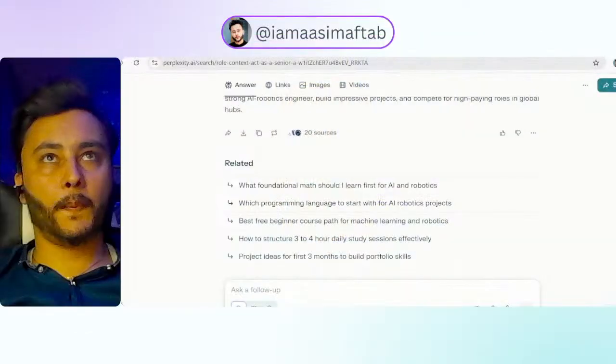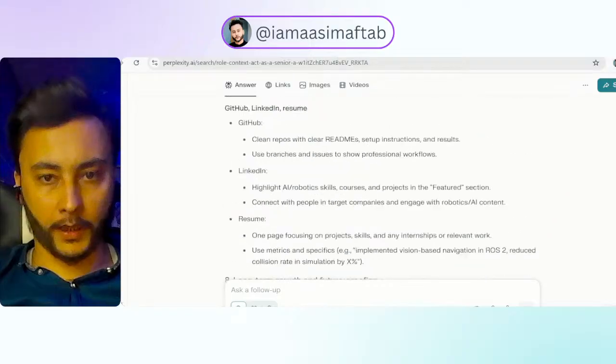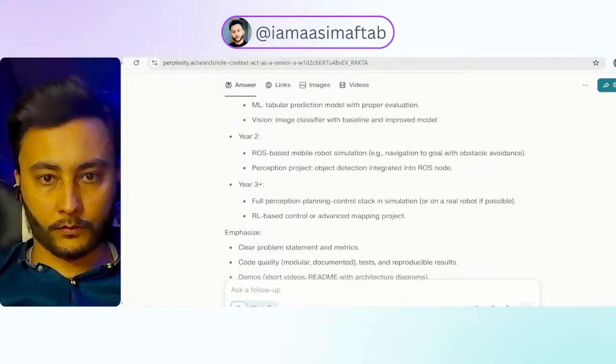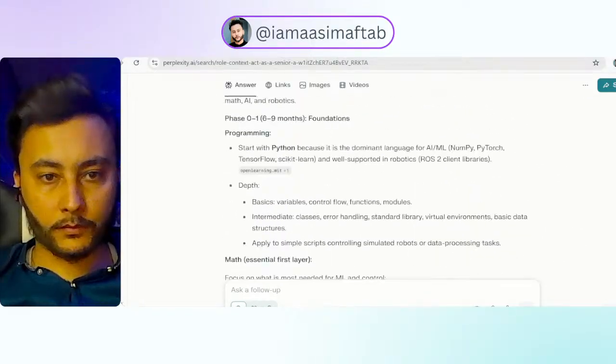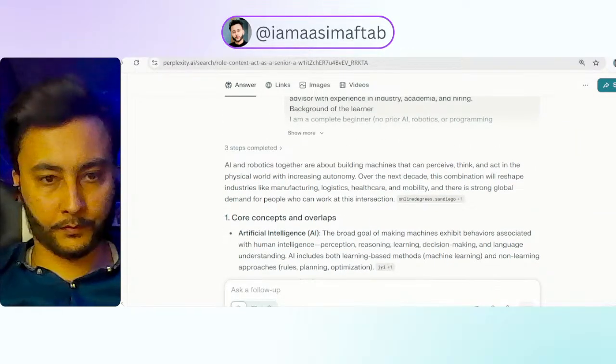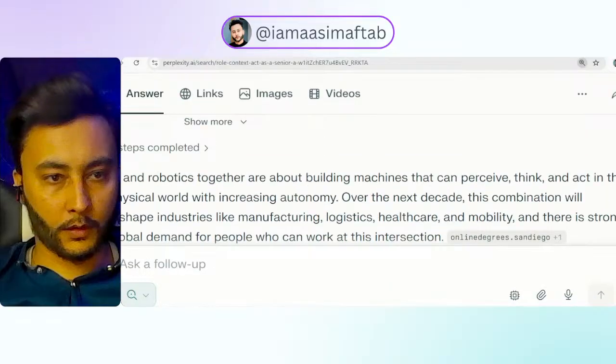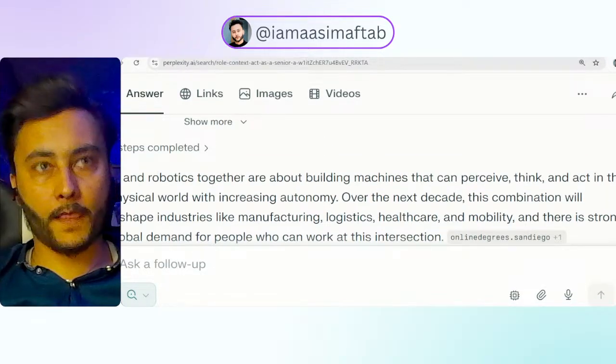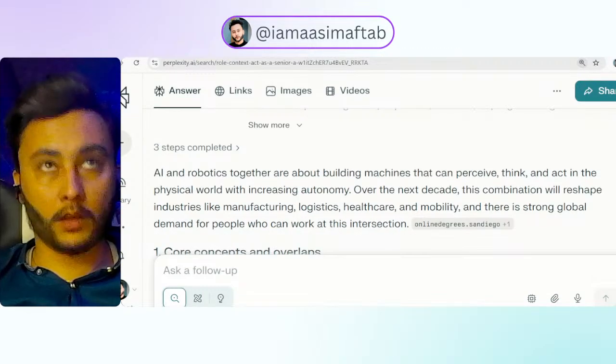So let's see if the research tool, wow, wow, it finished its research. Let me show you the screen. Okay. Is it visible to you guys? I think I've zoomed it a lot.